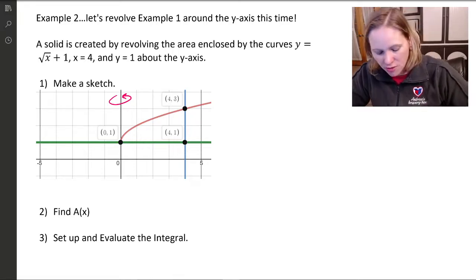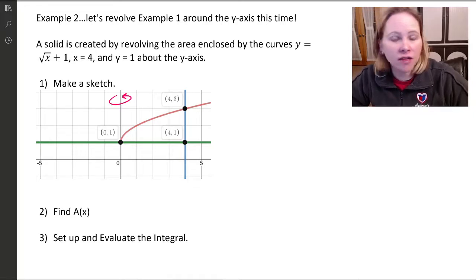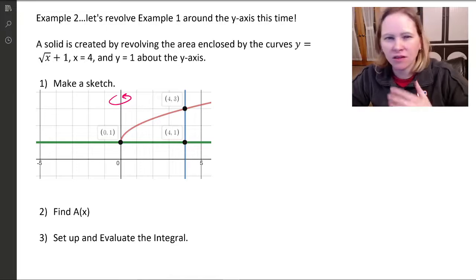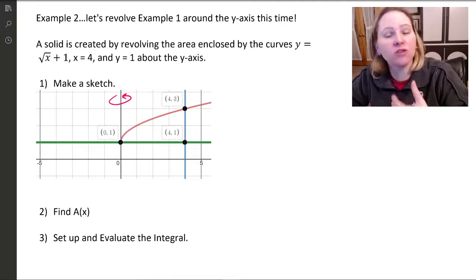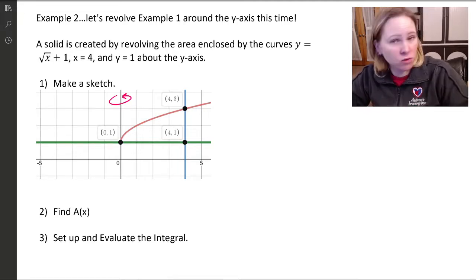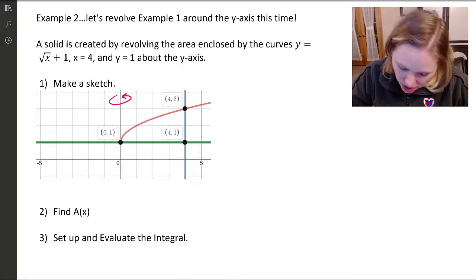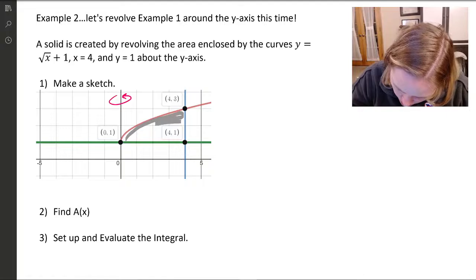Actually, thinking about this, it makes me curious. If it's the same shape and I'm still revolving it and it's the same quantity in terms of our cross-section, I wonder if the volume will actually turn out to be the same value, even though we set it up with a different integral and we're revolving it around the y-axis. So let's find out. Revolving this around the y-axis, here is the shape. This is the solid.